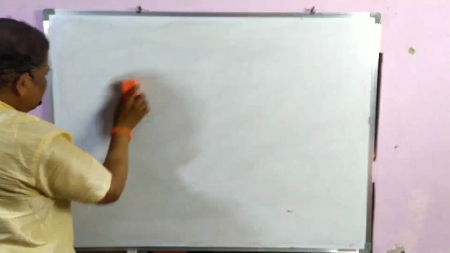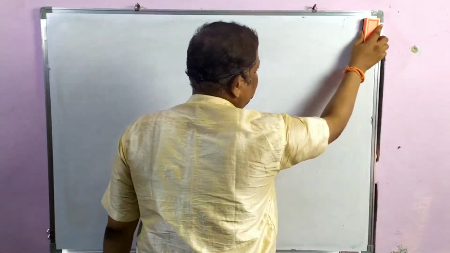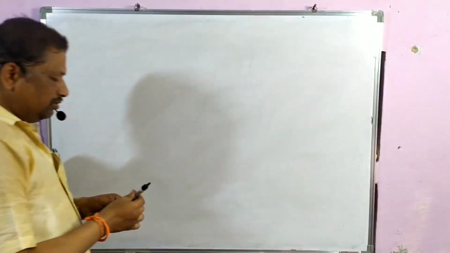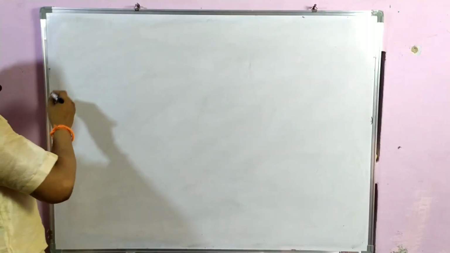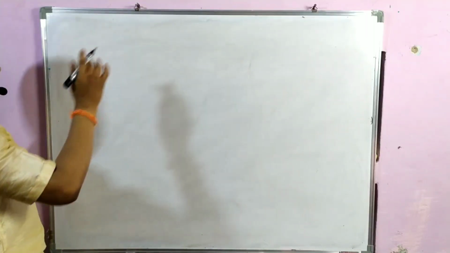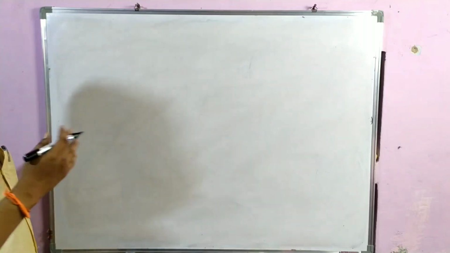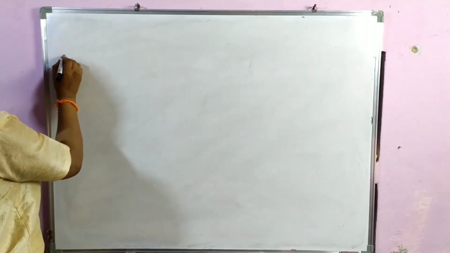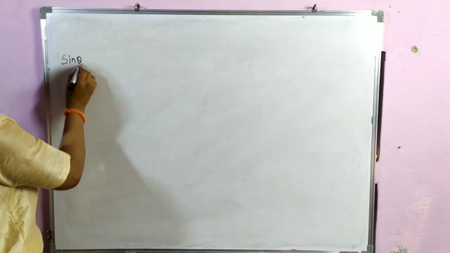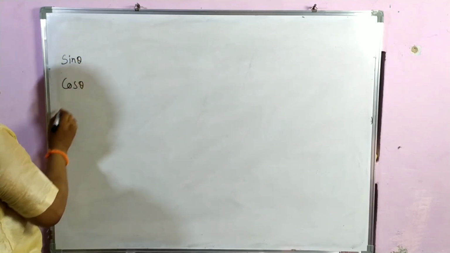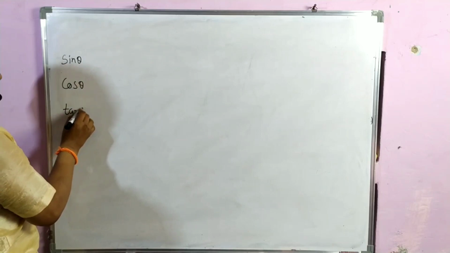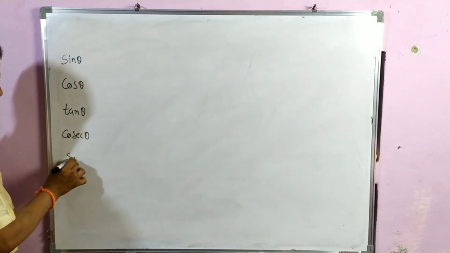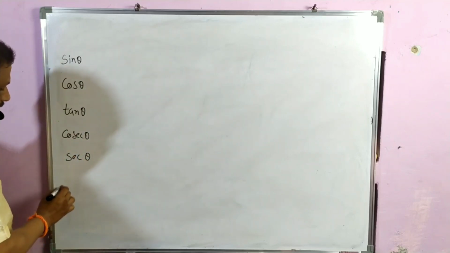So in the second part, we learned the table up to 90 degrees. Now we will learn the table extending beyond 90 degrees, more than 90 up to 360 degrees. So we are taking the trigonometric ratios: sin theta, cos theta, tan theta, cosecant theta, secant theta, cot theta.